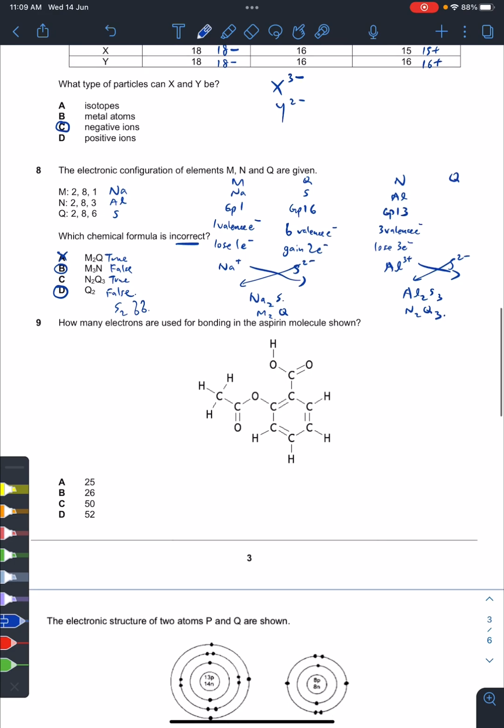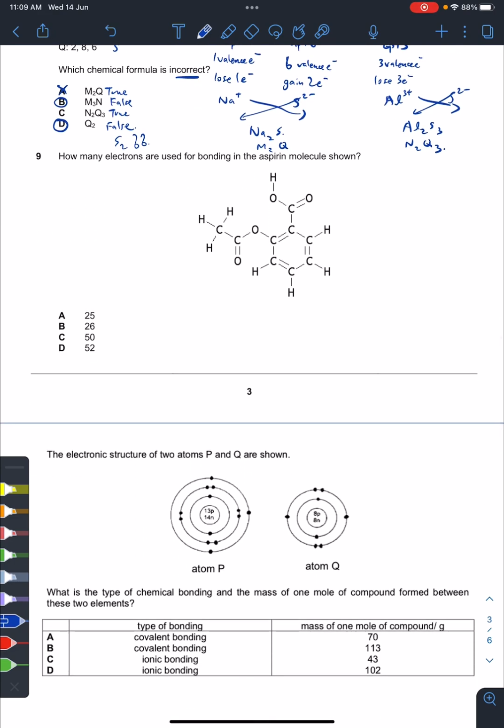Okay, next one. What happens when C and H form a single bond? It's essentially an electron each. So one line is equivalent to 2 electrons. When you count them, you realize that you have 26 lines. Means there's a total of 52 electrons, rather, not needed. They are used for bonding.